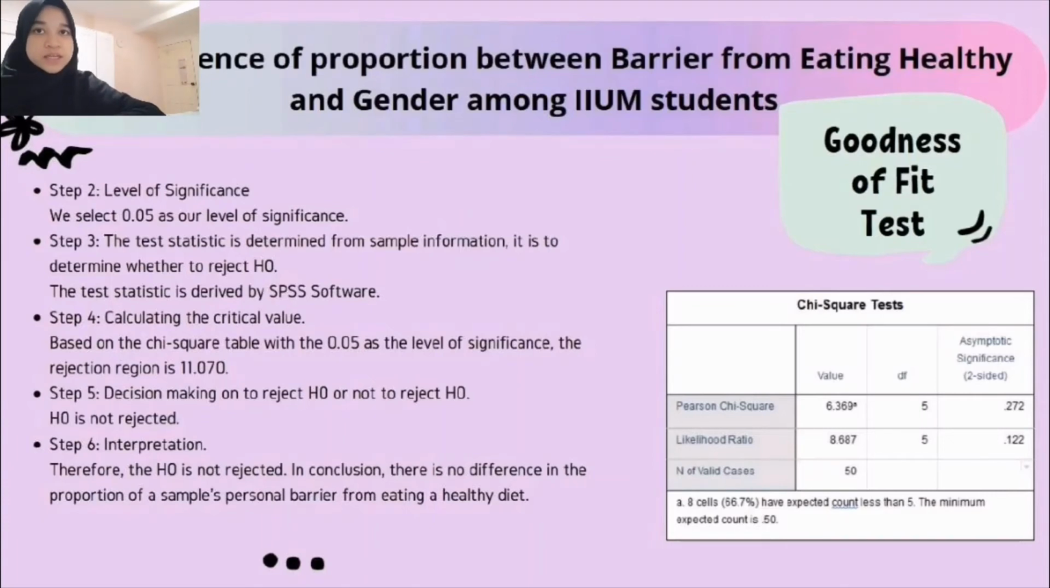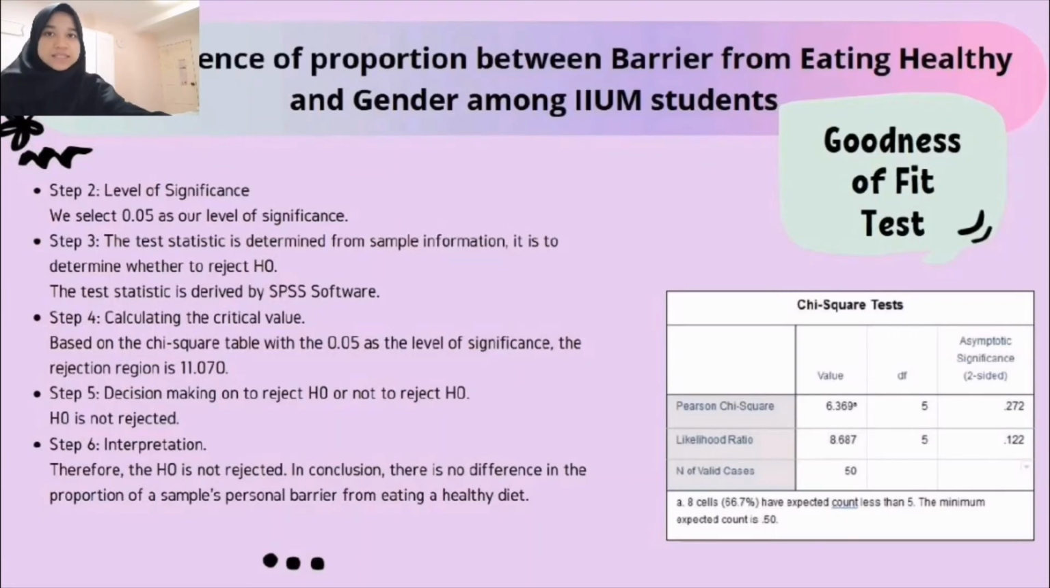Next, step 3, the test statistic is determined from sample information. It is to determine whether to reject H null. The test statistic is derived by SPSS software, as you can see from the slide. Next is step 4, calculating the critical value. Based on the chi-square table with 0.05 as the level of significance, the rejection region is 11.070. Step 5 is decision making on whether to reject H null or not. H null is not rejected.